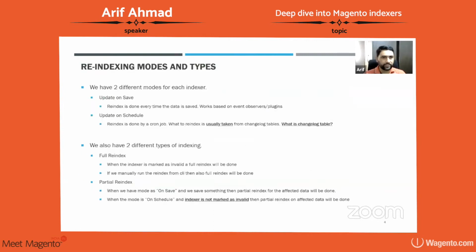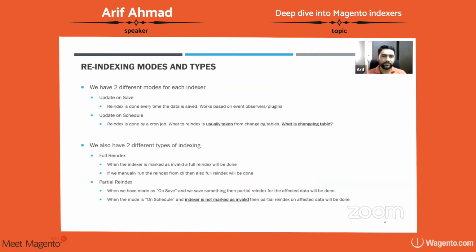So let me see the next slide. We have two different modes for each indexer: update on save and update on schedule. Update on save, I think you all can understand. The moment we save the data, it's going to be reindexed into the right tables, and it will be available to use immediately. There is another one which is update on schedule. So we don't want to do the on-the-fly reindex, but we want to say, based on the cron job, every let's say 1 minute or whenever the cron runs, it needs to do the reindex.